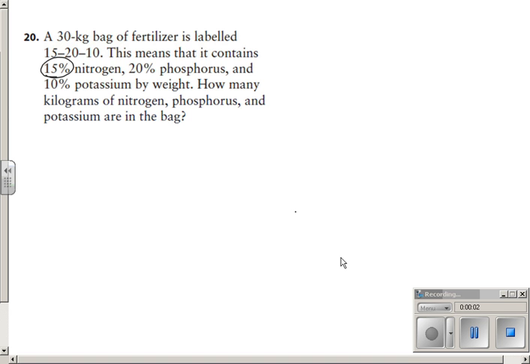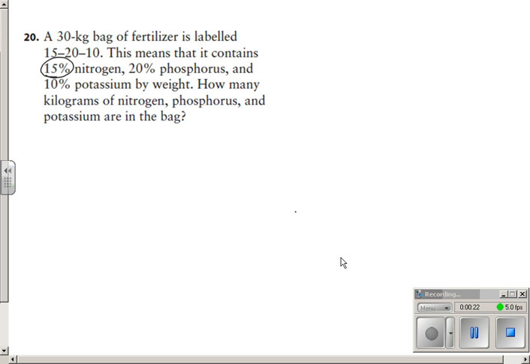Okay, question 20 says a 30 kilogram bag of fertilizer is labeled 15, 20, and 10. This means that it contains 15% nitrogen, 20% phosphorus, and 10% potassium by weight. Now, if you did the quick math there, you realize that's only 45%, so that must mean 55% is, I have no idea. How many kilograms of nitrogen, phosphorus, and potassium are in the bag?